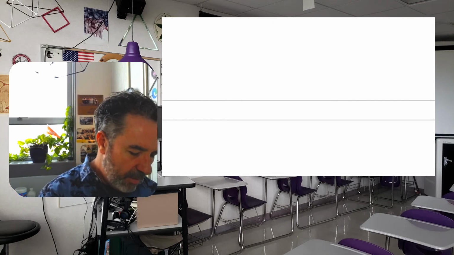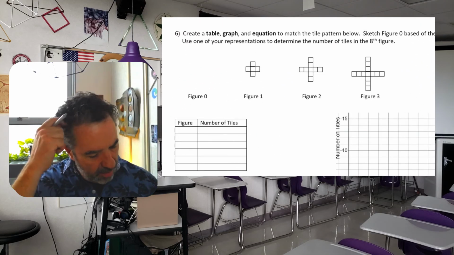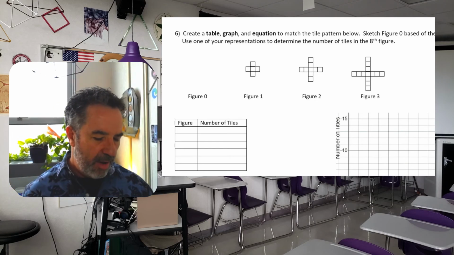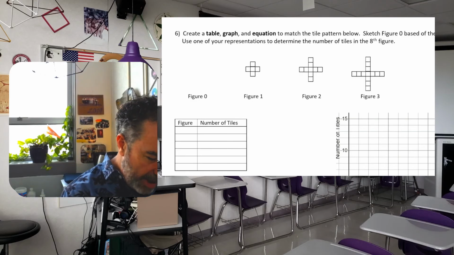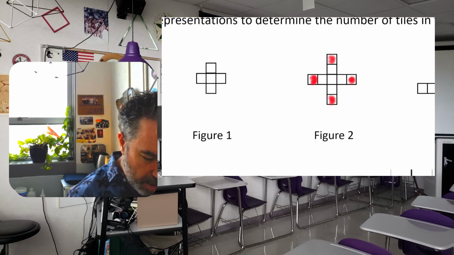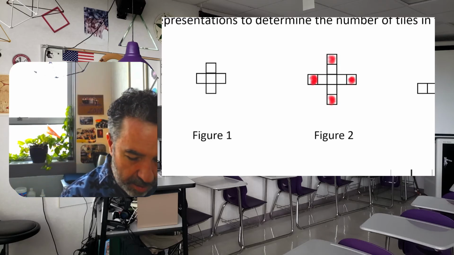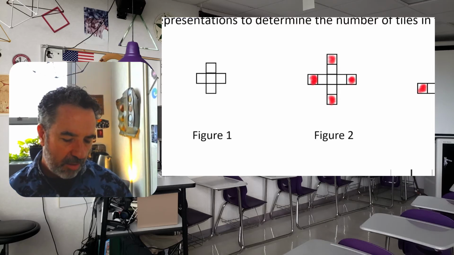All right, let's move to our very final page. I think most of us did pretty good on this. So it says we're going to create a table, graph, and equation to match the tile pattern below. If I consider this tile pattern, when I move from figure 1 to 2, you can see I'm adding this, this, this, and this. So it's growing by these 4 tiles. When I move from figure 2 to figure 3, I can see it's growing here, here, here, and here. So every single time I move forward, it's just growing at the corner.